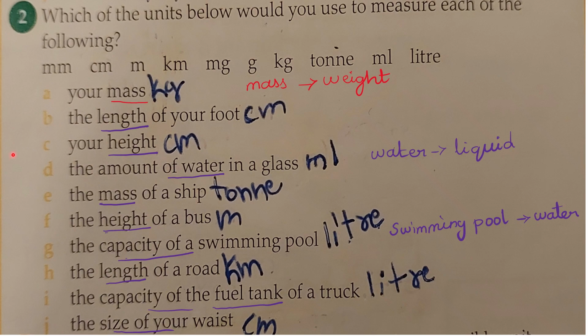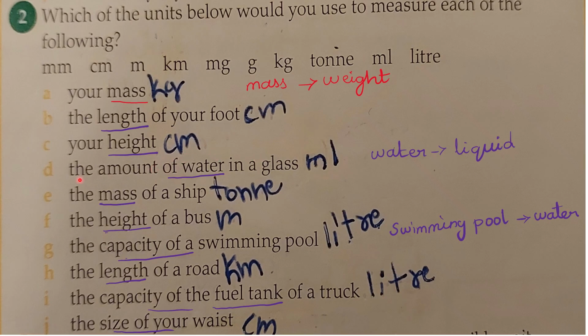Okay. B sum is the length of your foot. Okay, which is in the medium size. So we have to give it in the centimeter. Length, centimeter. Okay, weight, it's in the kilogram. Okay, your height. So length, height, breadth, everything will come under centimeter.